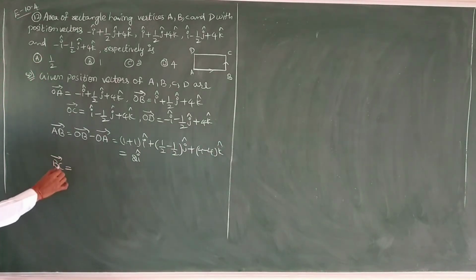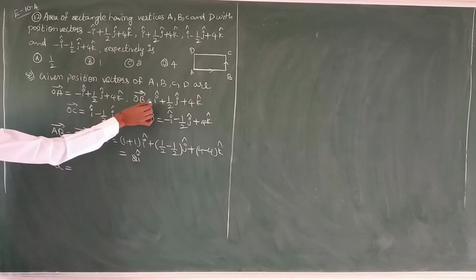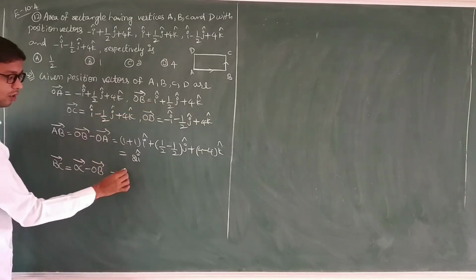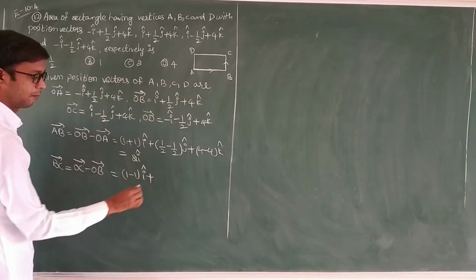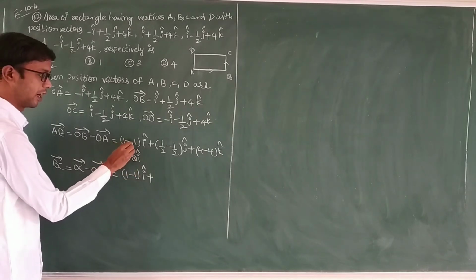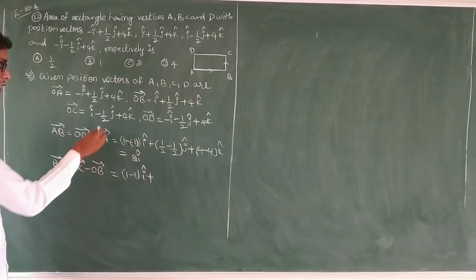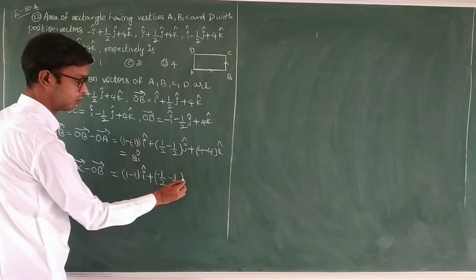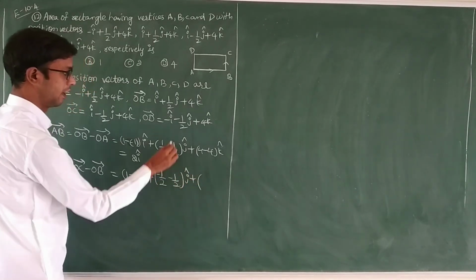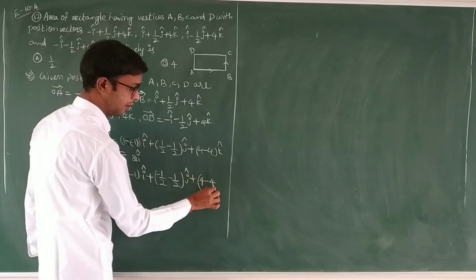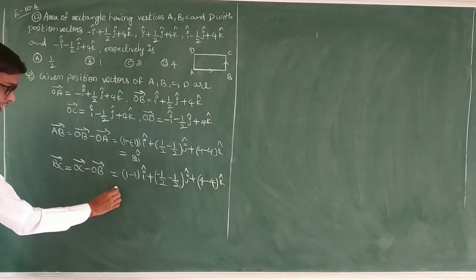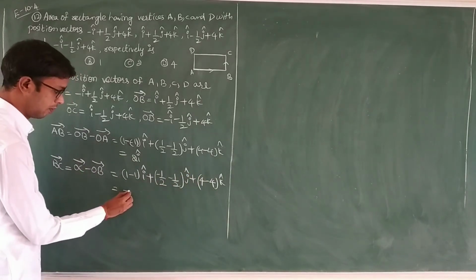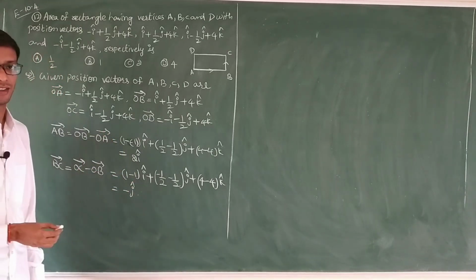BC bar is equal to OC bar minus OB bar. Here 1 minus 1 i cap plus, otherwise if you are getting confused, you can write 1 minus half minus 1. Next step, minus 1 by 2 minus 1 by 2 j cap plus 4 minus 4 k cap. So now we can write this one 0, this one 0, minus 1 by 2 minus 1 by 2 is minus 1, that is minus j.